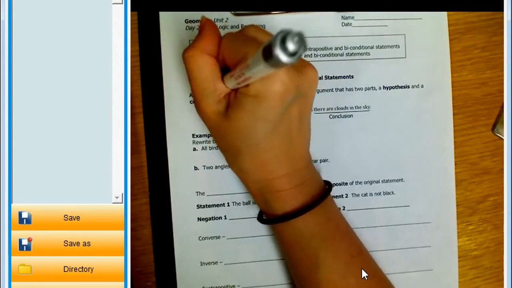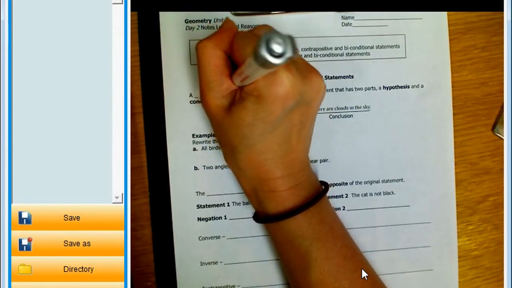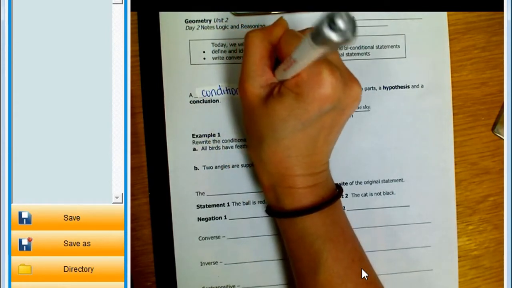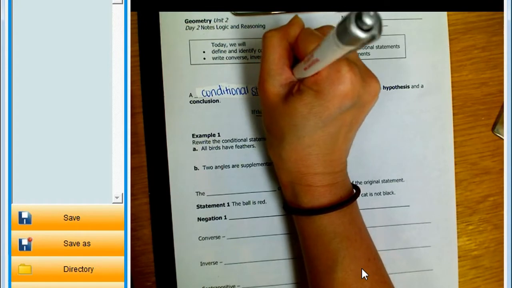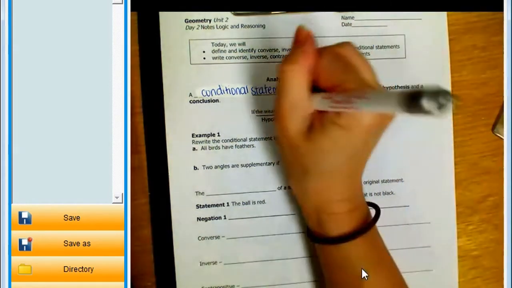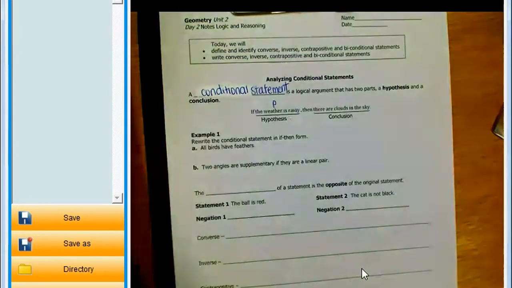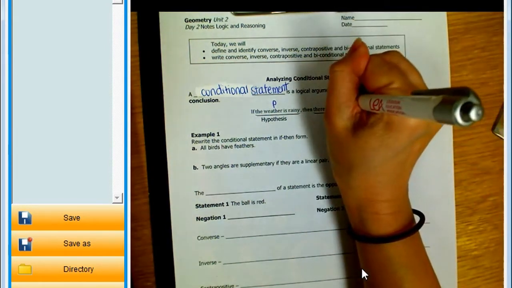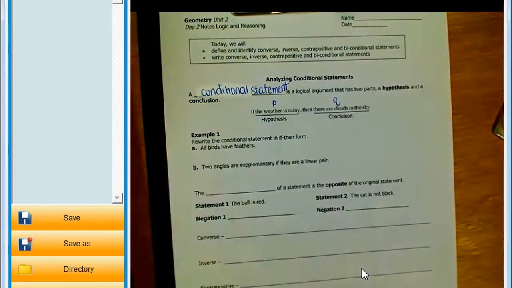A conditional statement is a logical argument that has two parts, a hypothesis and a conclusion. In our example, if the weather is rainy, everything after the word if is the hypothesis. We use the letter P to represent hypothesis. Then there are clouds in the sky. Anything after the word then is the conclusion, where you use the letter Q to represent conclusion.